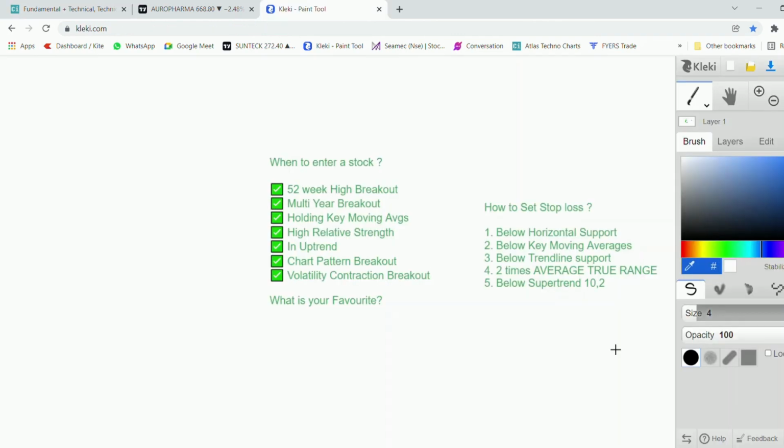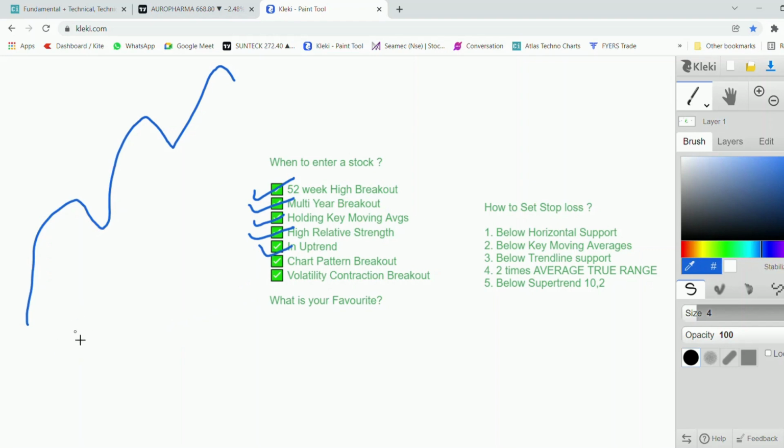There are many ways on how to enter a particular stock. So let us go through some of the ways. One method is a 52-week high breakout, a multi-year breakout, or stocks that are taking key support on the 21 moving average or the 50-day moving average, stocks that have high relative strength, stocks that are in a clear uptrend or forming a higher high, higher low structure, or a chart pattern breakout.